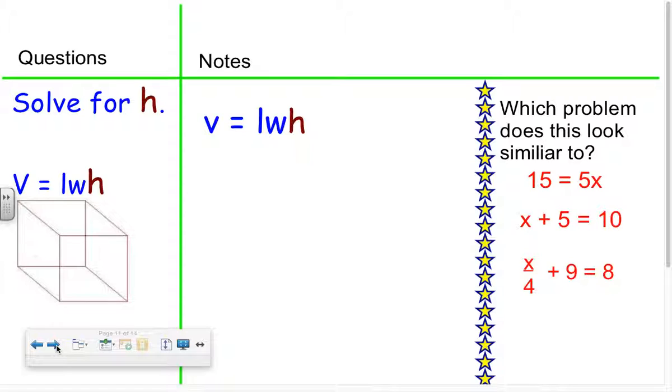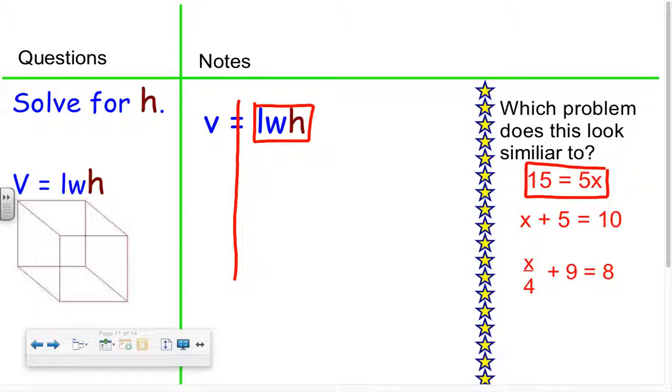Next one, solve for h. Volume equals length times width times height. So this time I have 3 variables being multiplied, but I'm still going to take the same first step as I did in the last one. This problem is still similar to 15 equals 5x. Last time I just divided by one number or variable. This time I'm going to divide by 2.